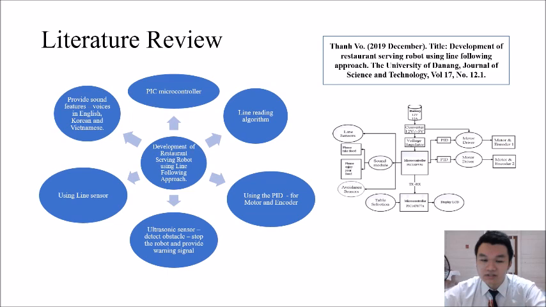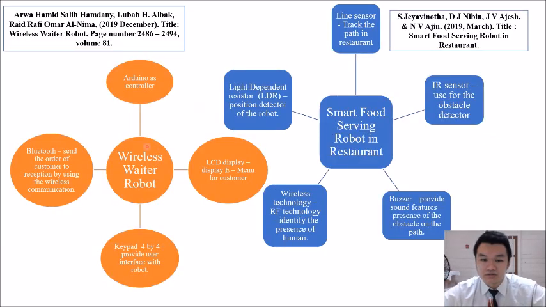The next review is on the wireless waiter robots. In these robots, the Arduino is used as the main controller, while the LCD is used to display the e-menu for the customer. The 4x4 keypad provides the user interface with the robot. Lastly is the Bluetooth. Bluetooth is used to send the customer's order to the destination using wireless communication.